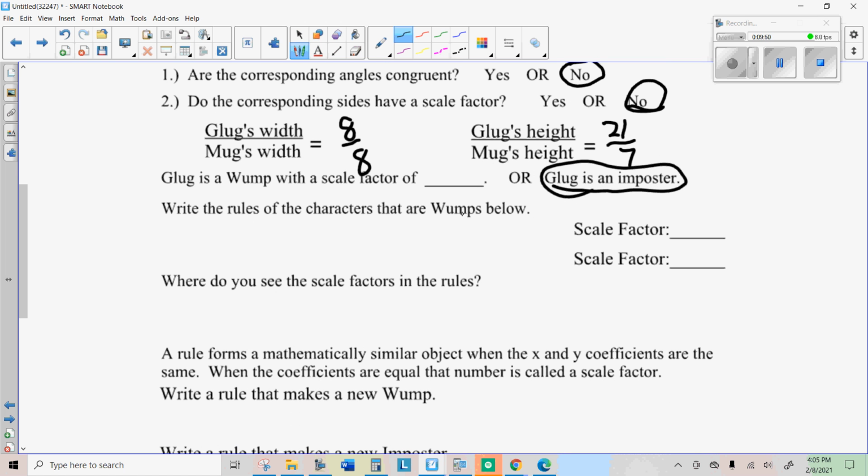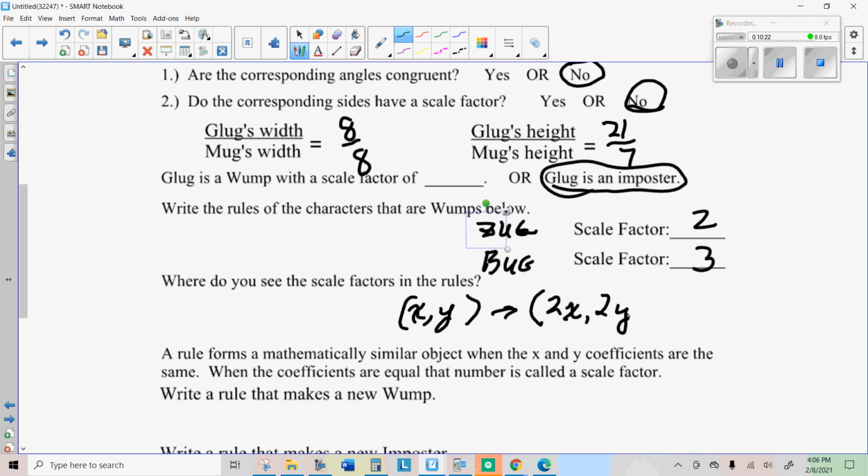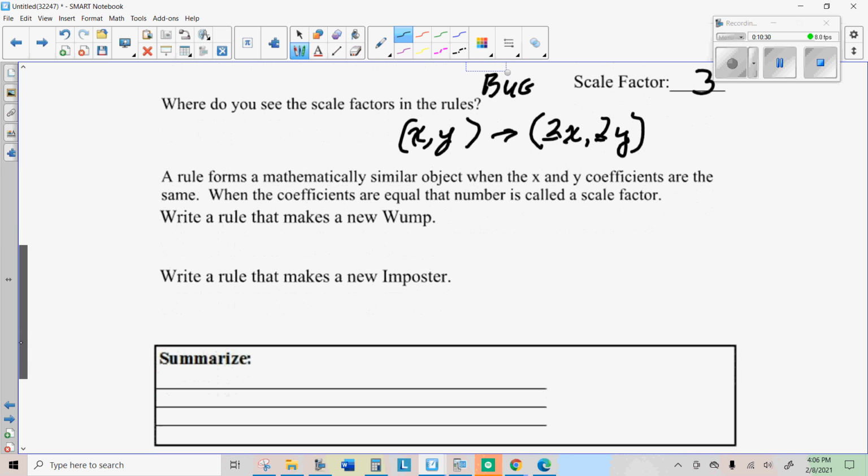The characters that are WUMPs would be Zug and Bug. Mug was the original, sorry. Zug had a scale factor of 2 and Bug had a scale factor of 3. Now you'll notice that those are in the rules right next to the letter when you make the rule. You'll see for Zug, 2 in front of the x and in front of the y, so you have the same number in front of both. It seems like if you have the same number in front of both, that will make them mathematically similar.